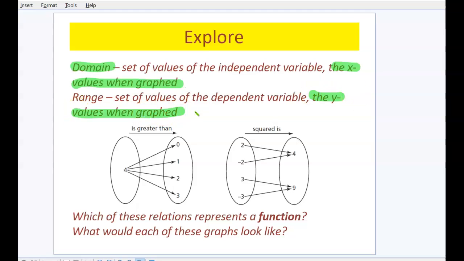If we take a look at the arrow diagram below, and we were looking for which arrow diagram was a function, hopefully you'll realize that this is the function because every element of the domain is going to one and only one element in the range.